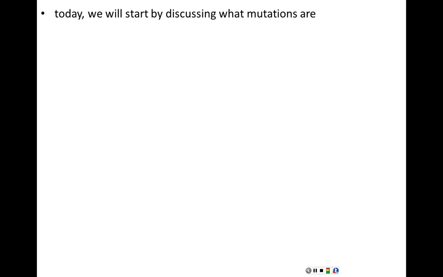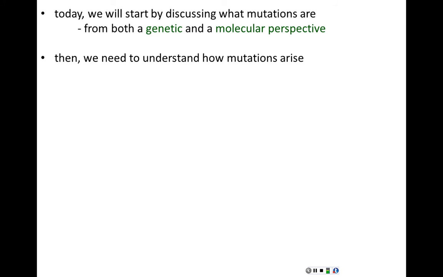So today we'll start off by discussing what mutations are, and we're going to come at this from two different standpoints. The genetic standpoint, of course. In other words, how are mutations passed on to subsequent generations? How are they inherited? But also from the molecular perspective, what's going on at the DNA molecule when these mutations occur? Then, once we understand what mutations are, we have to understand how mutations arise. Where do they come from?